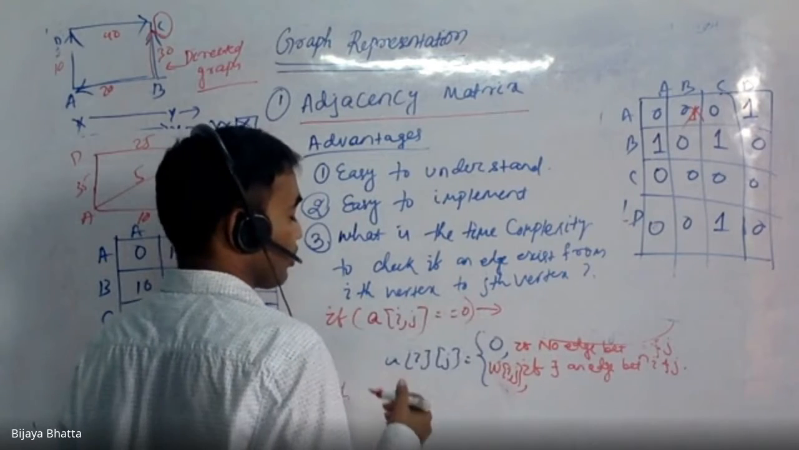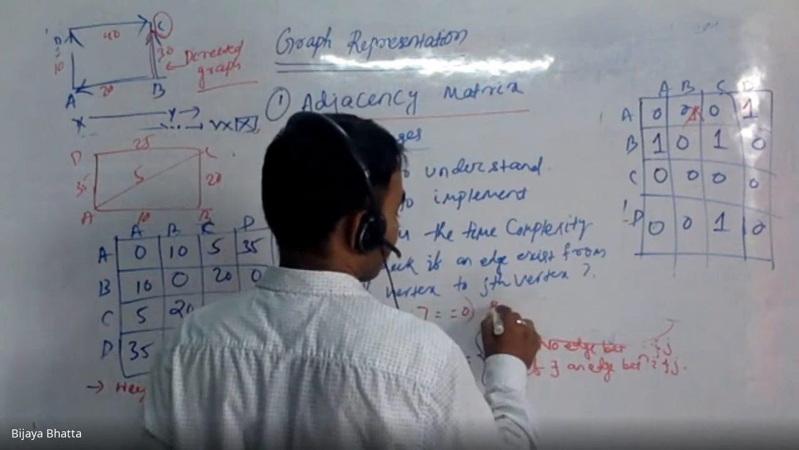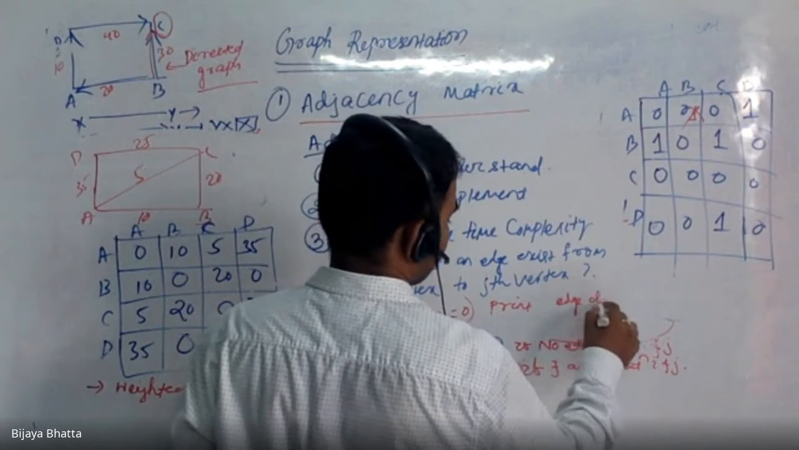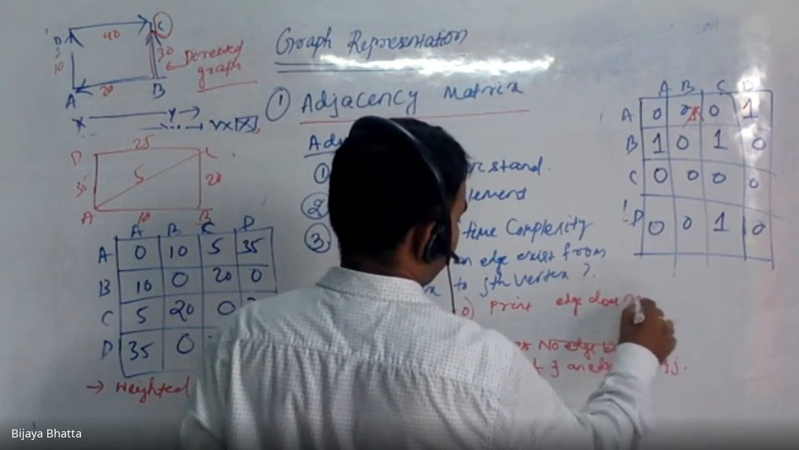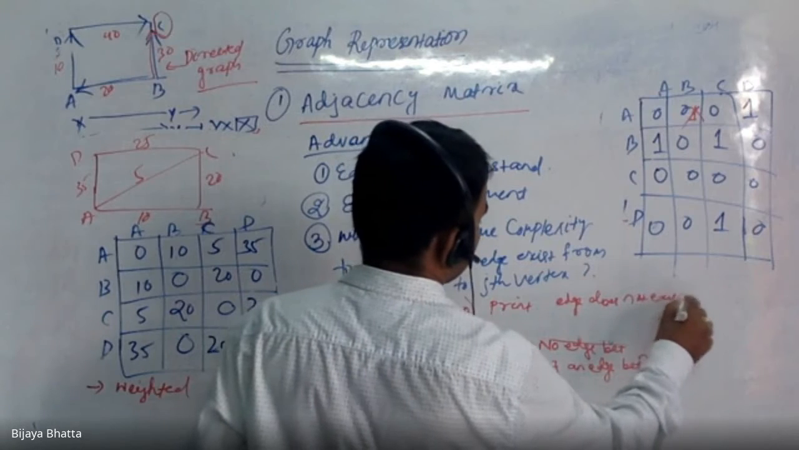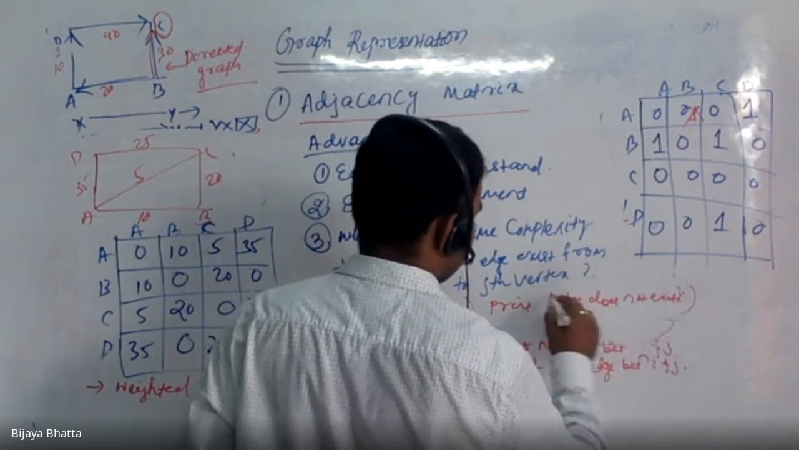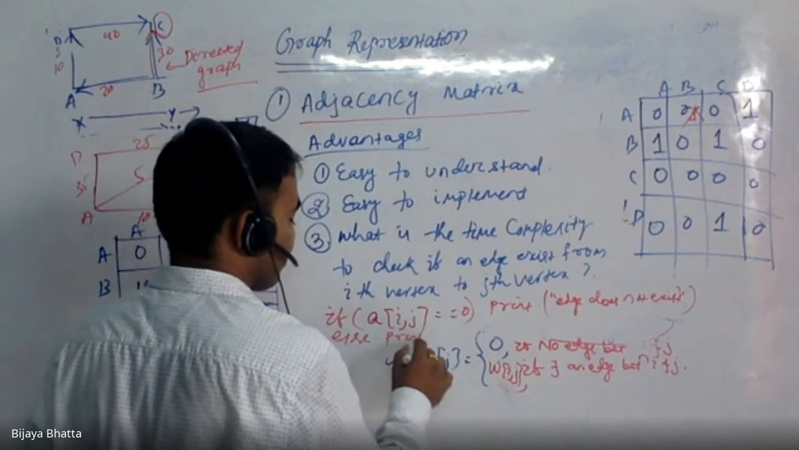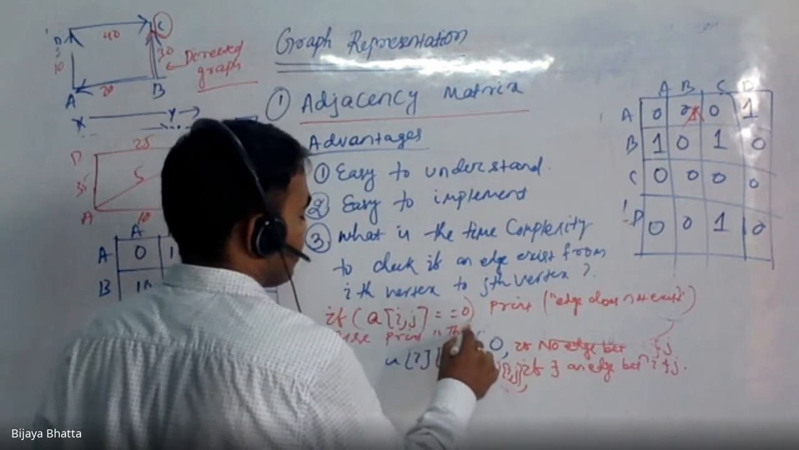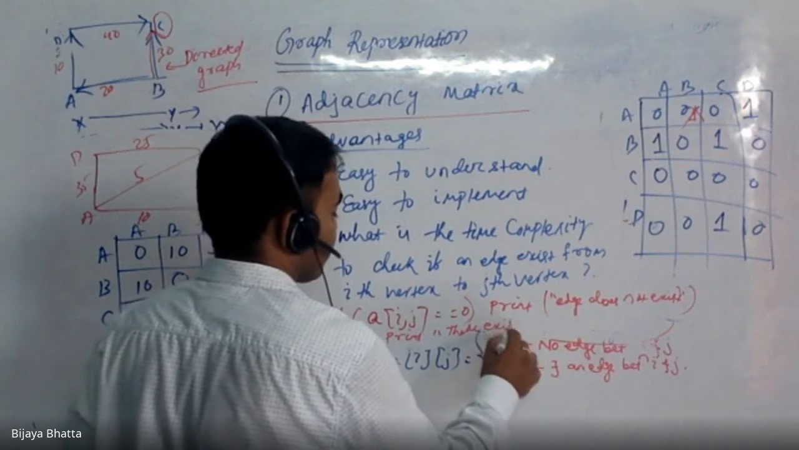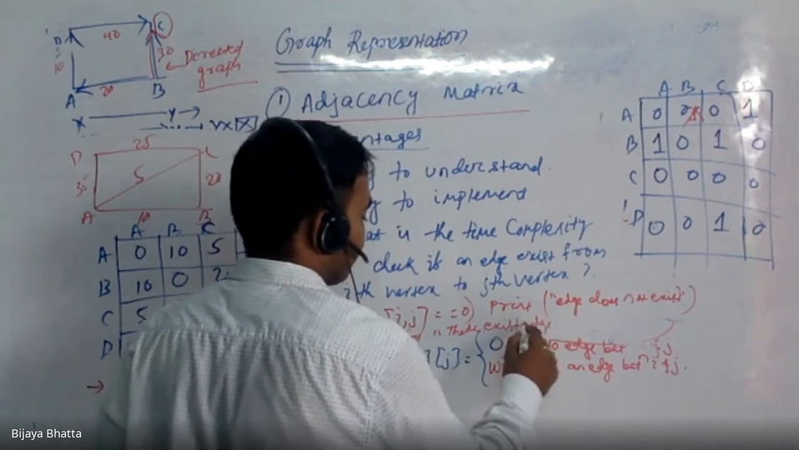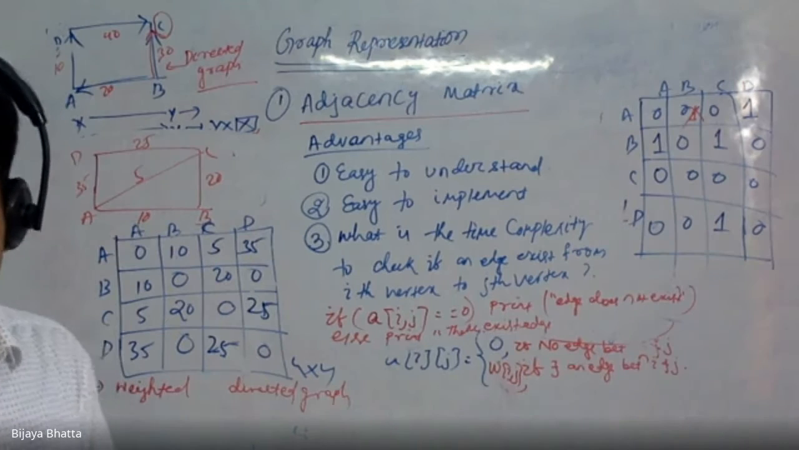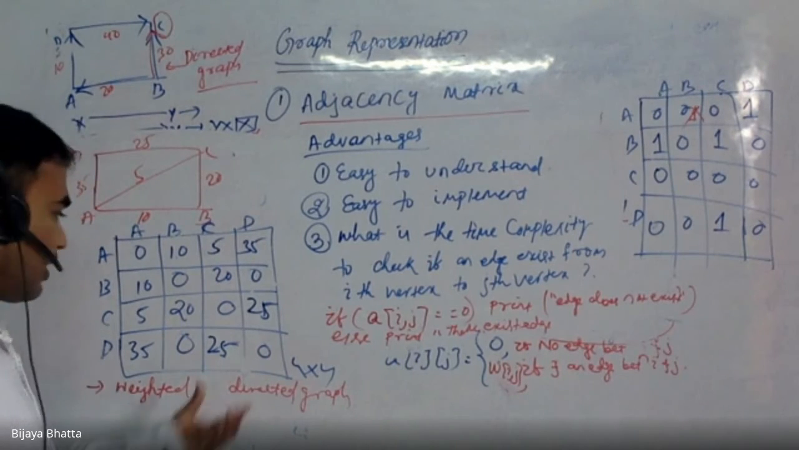If A of ij equal to 0, then print the edge does not exist, right? Else print there exists an edge. That is what you will print. You will directly, so it is a matrix.